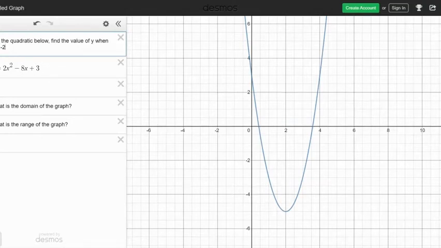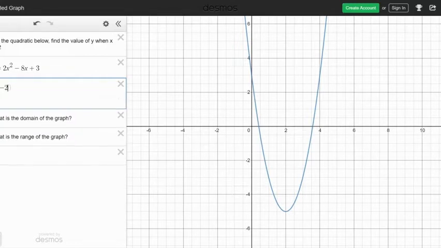So for our quadratic below, we want to find the y value when x is -2. Here's my equation, and notice it's graphed in blue over here on the right. If I want to find the y value when x is -2, I'm going to replace all the x's in my equation with -2. So I'm going to type 2 times -2.